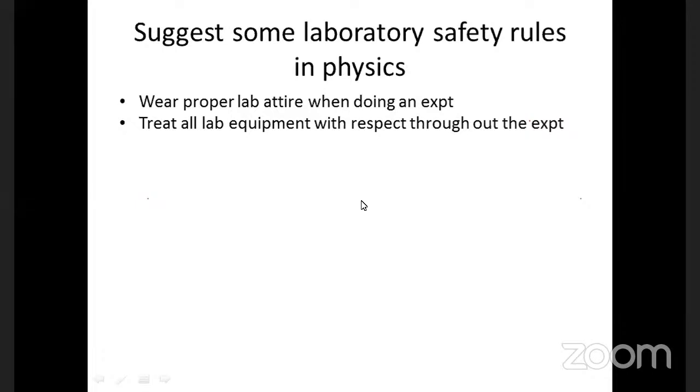Flavia, read for us that second point. Treat all lab equipment with respect throughout the experiment. Yeah. Someone will be asking a question, but how do we respect the lab equipment? Some of you get one lab equipment from one shelf, and then after using, you take it to a different shelf. That is very bad. You have to treat all the lab equipment with respect throughout the experiment. So you handle them carefully.